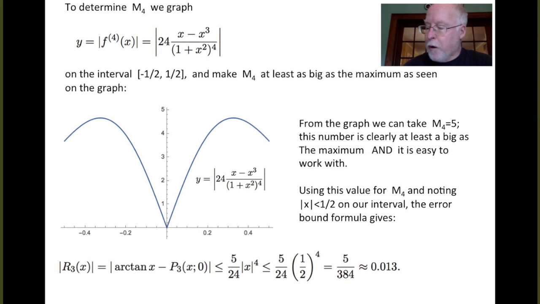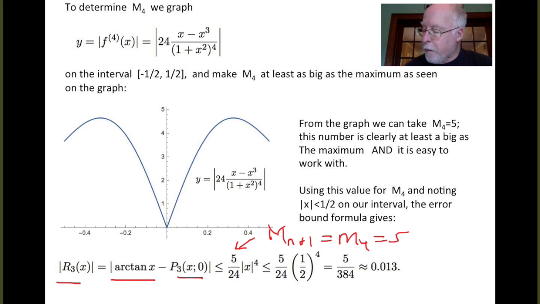And so let's go back to R3 then. So R3, again, is the difference between the function we're working with, the arctangent, and its third degree Taylor polynomial at 0 in this case. If we replace the M_{n+1}, which in this case is M4, with 5, then we get that result. So the 5 comes from up here. Here is the 4 factorial in the bottom that we worked with. And here is the absolute value of x minus a, a is 0, to the power 4.